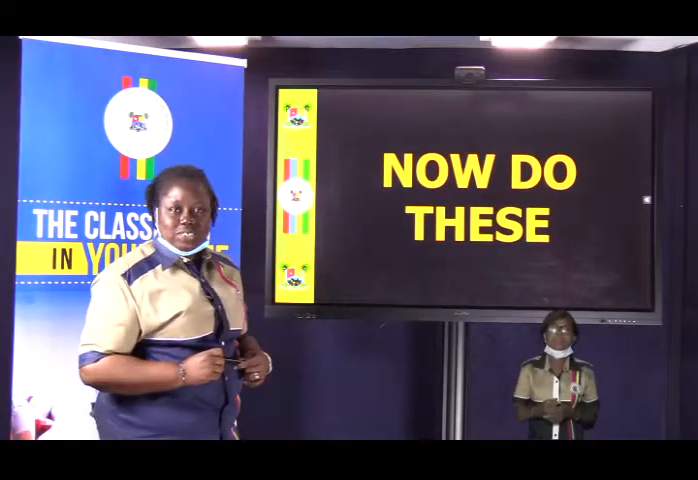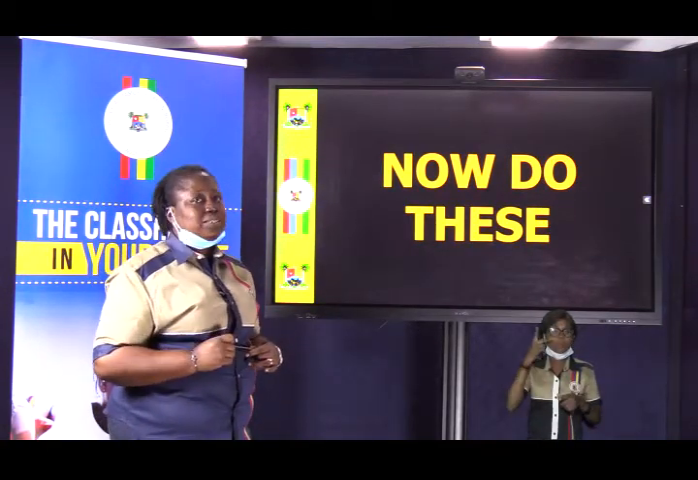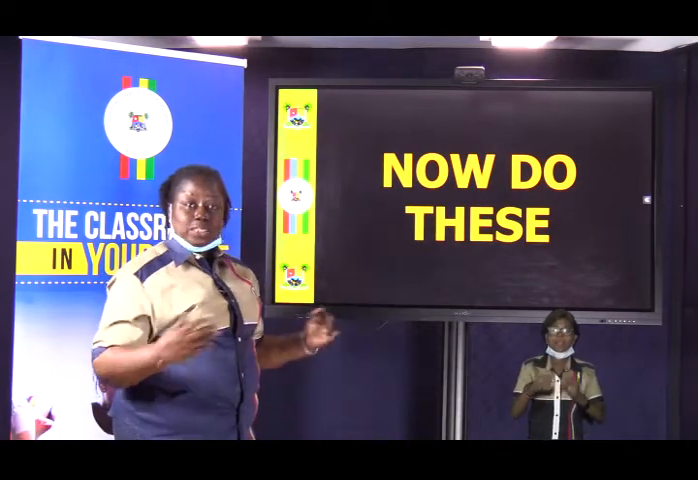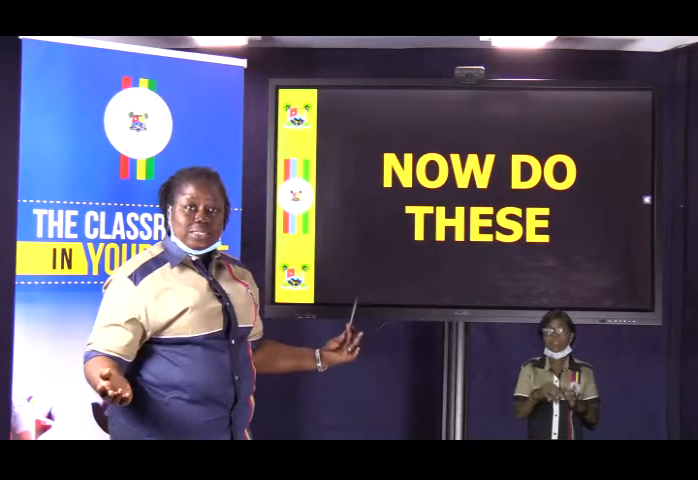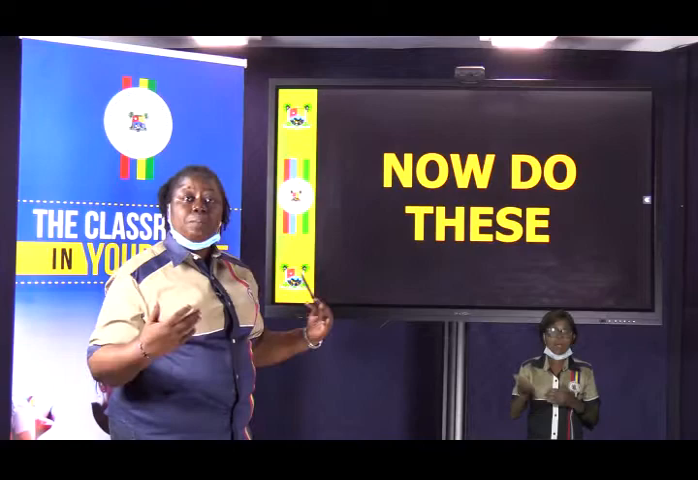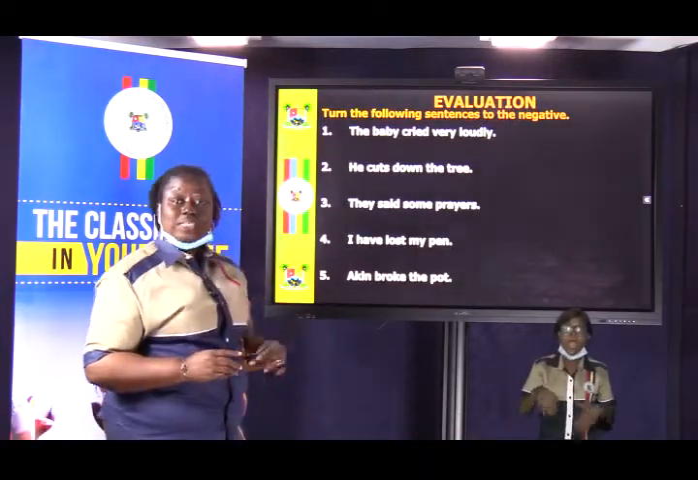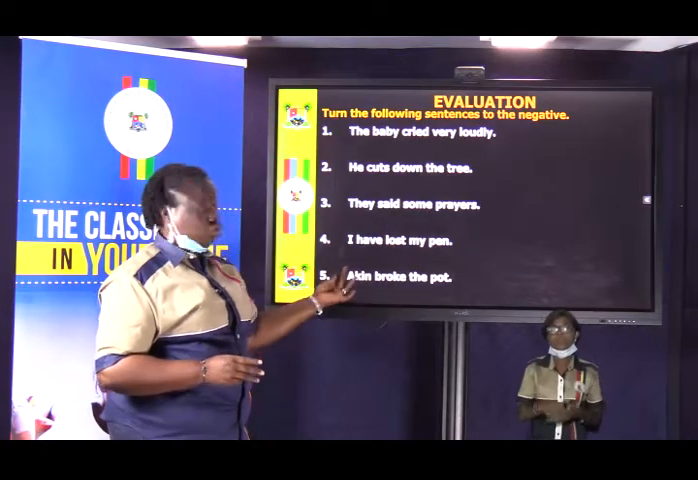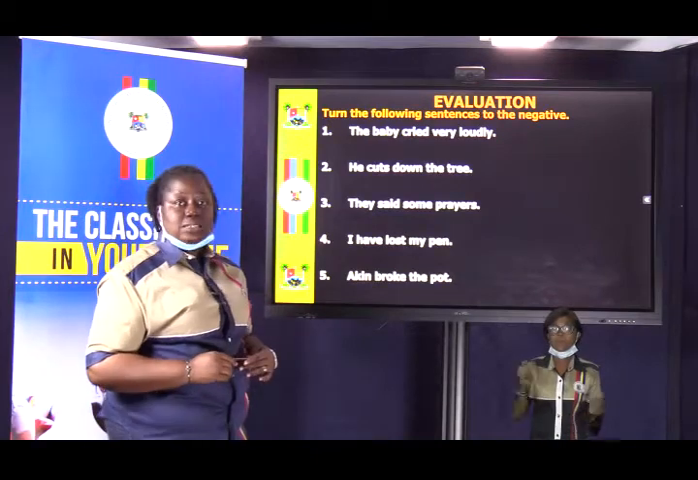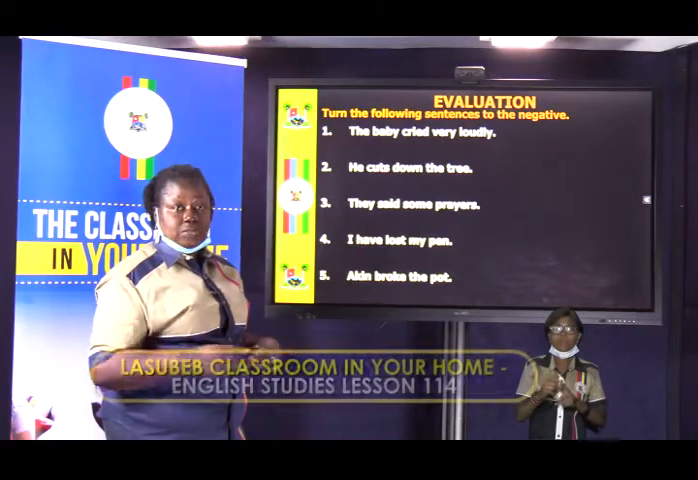So it's activity time. Today we've been able to look at affirmative and negative sentences, and we gave examples in the simple present tense and the simple past tense, how to form negative sentences, even with imperative sentences. So it's time for me to find out how attentive you have been in the course of the lesson through your classwork. Turn the following sentences to the negative form.